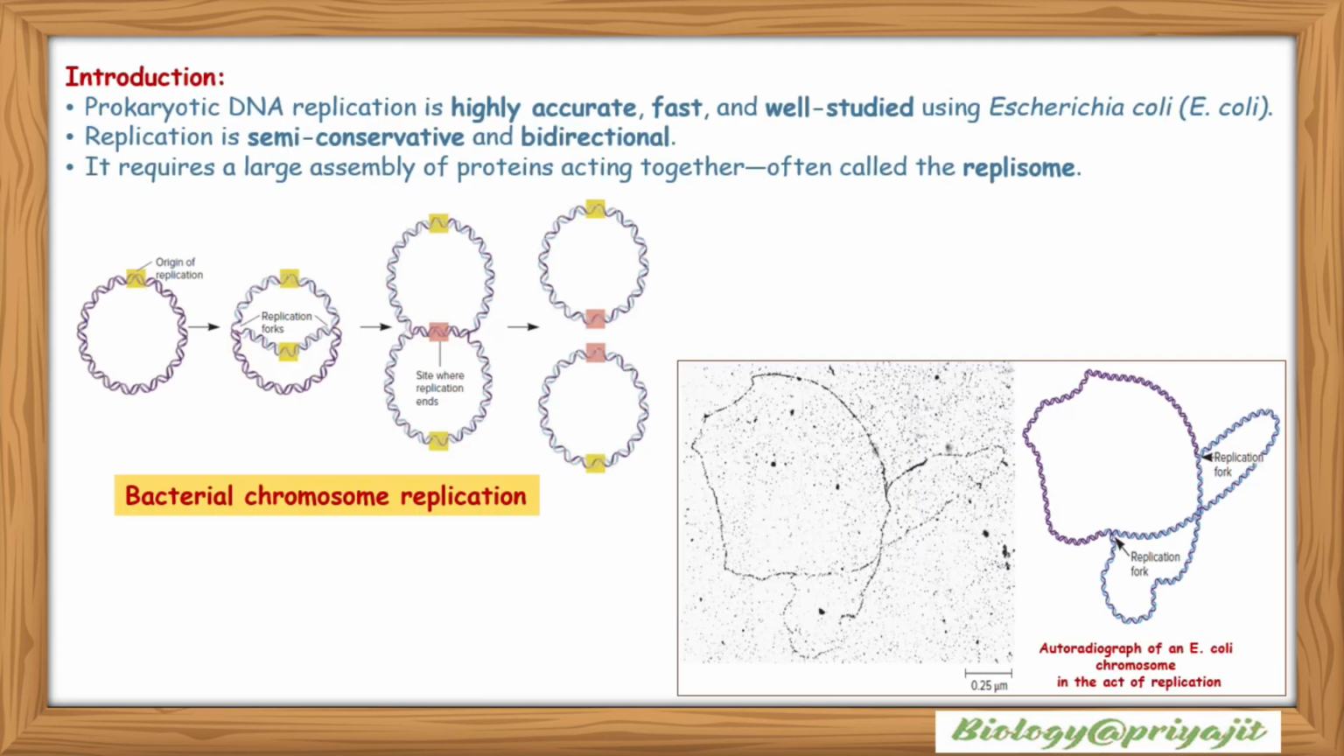Introduction. Prokaryotic DNA replication is highly accurate, fast, and well studied using Escherichia coli, or E. coli. Replication is a semi-conservative and bidirectional process. It requires a large assembly of proteins acting together, often called the replisome.